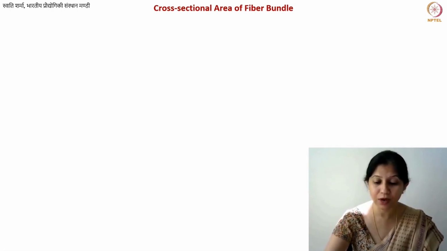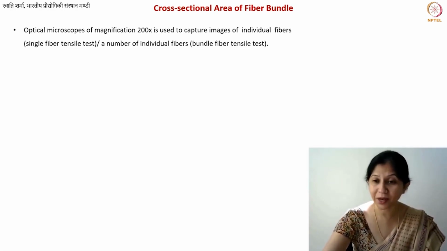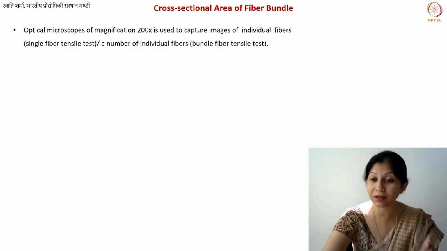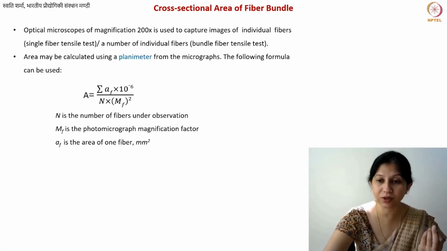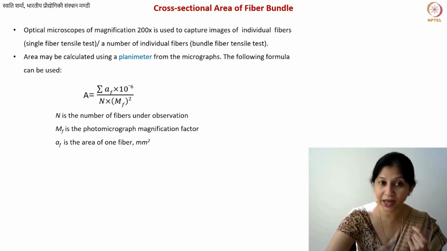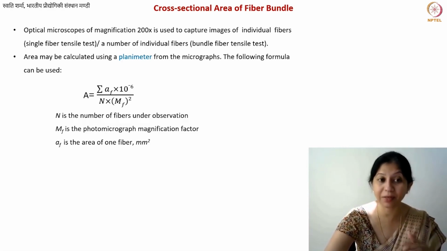In that case, what do we do? We use optical microscope first of all for taking a basic image. So you will, for example, take 200 times magnification, and then you will capture an image. Some of the UTMs are also equipped with the microscope. You use this formula to calculate your cross-sectional area. So now what you see, the important thing here is that AF, the first term, is just the area of a single fiber. What is important here is you are dividing this entire thing by the magnification factor. So how many times, which is 200 in this case.